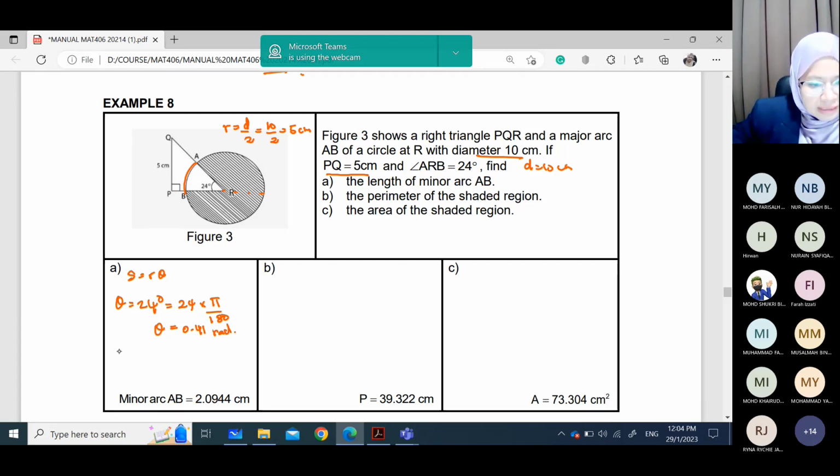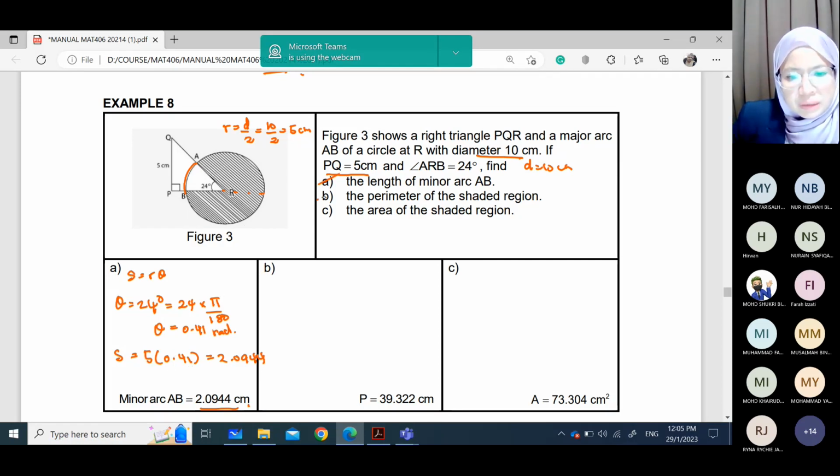Okay, so S sama juga dengan R. R is 5 cm multiply with 0.41. So it is equivalent with 2.0944 cm. Okay, ni, right, so ni jawapan dia.